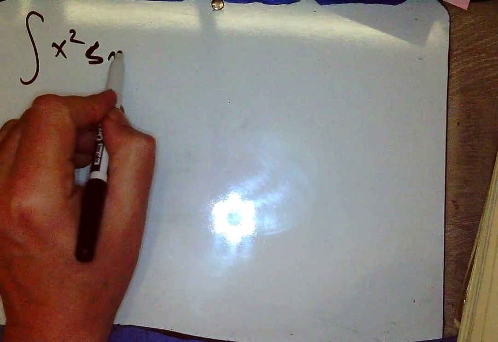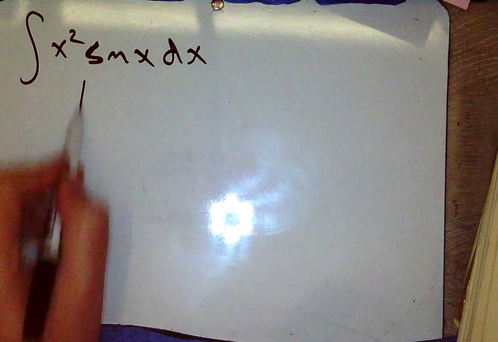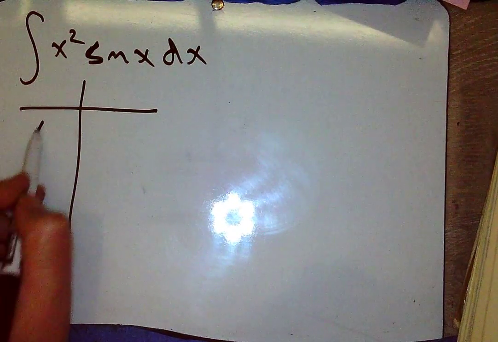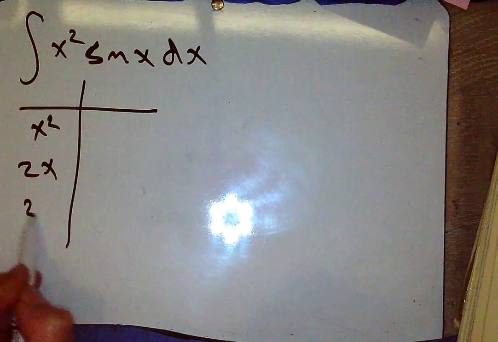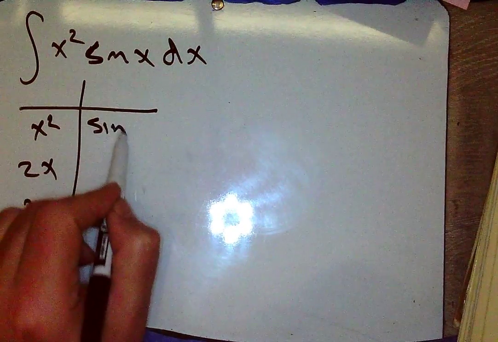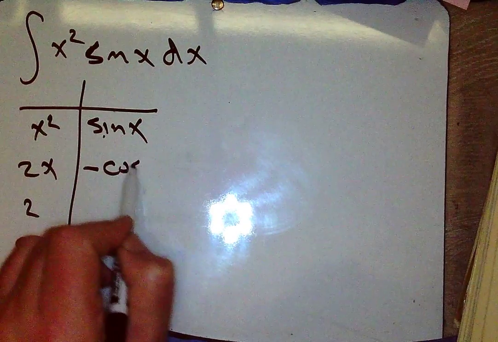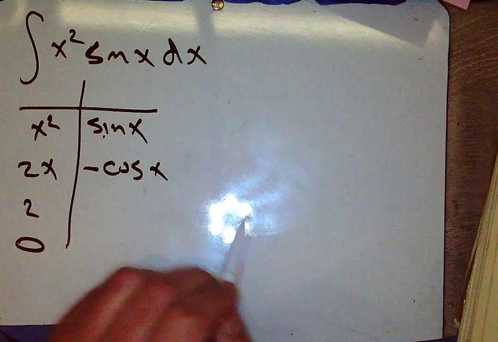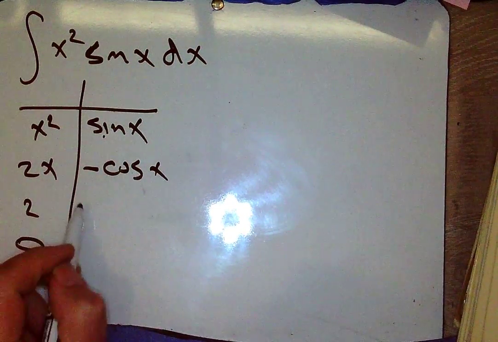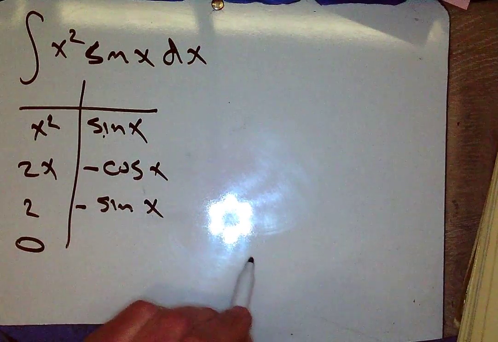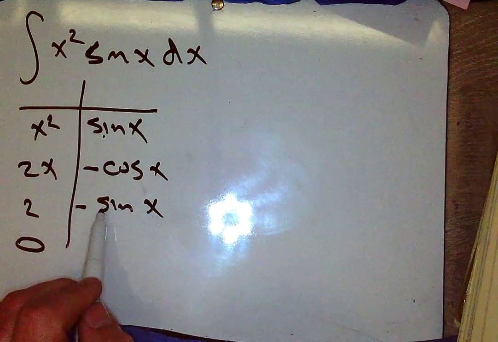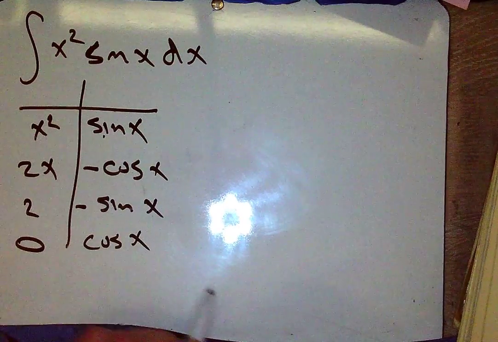Use tabular to determine the antiderivative. Well, that's great. Who doesn't like tabular? X squared sine x dx. Okay, so we've got x squared, we've got 2x, 2 and 0. Remember, these are antiderivatives. Whose derivative is this? Your negative cosine's derivative. Whose derivative is this? Why, that's negative sine's derivative. Whose derivative is this? Cosine.